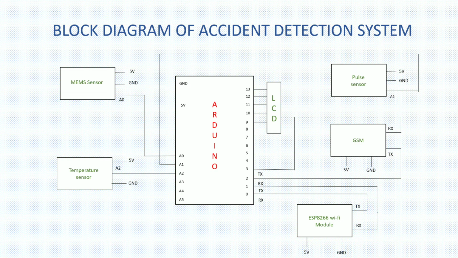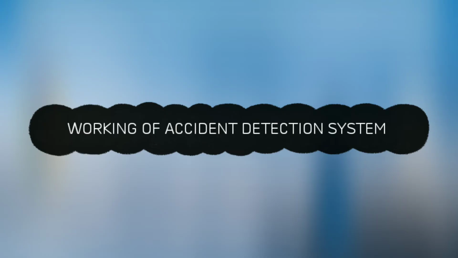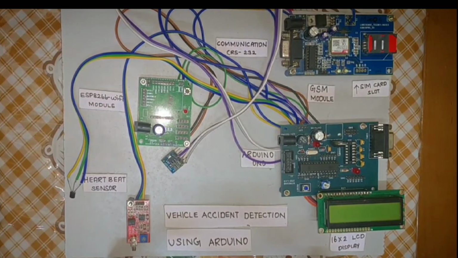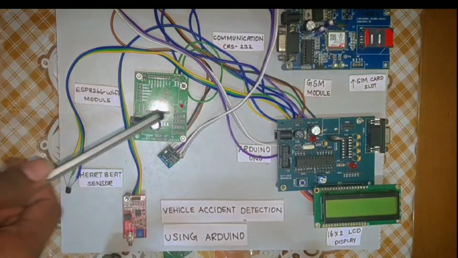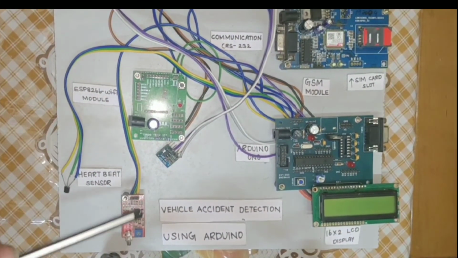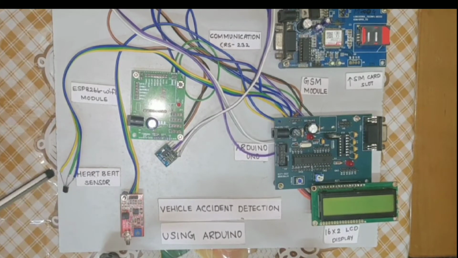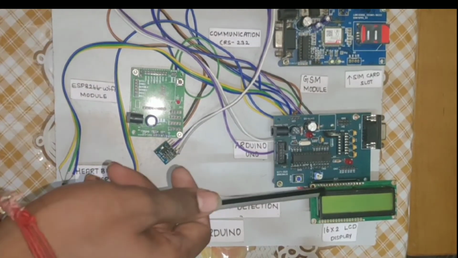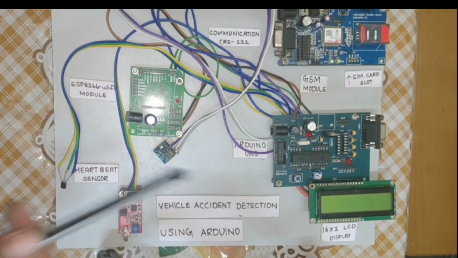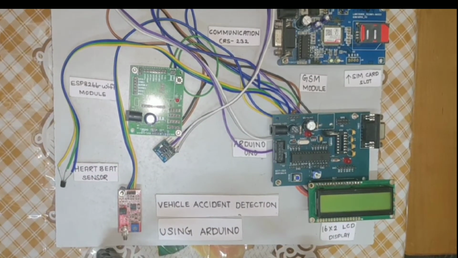In this slide, you can see the block diagram of the accident detection system. Now let me explain all the components. This is Arduino UNO, this is GSM module, this is Wi-Fi module, this is heartbeat sensor, this is temperature sensor, this is MEMS sensor, and this is LCD display panel. Now we shall see the working of the project.